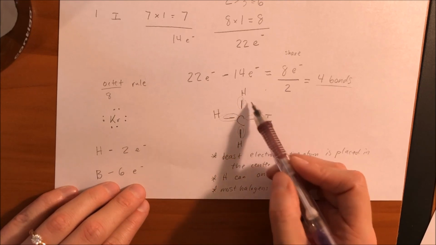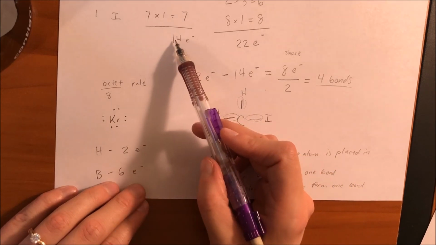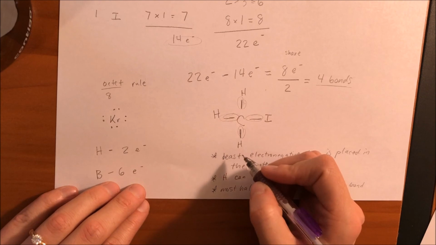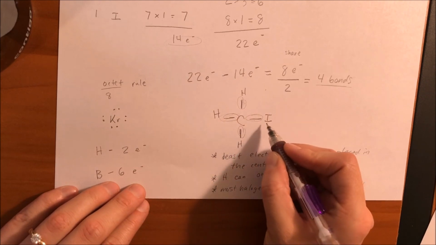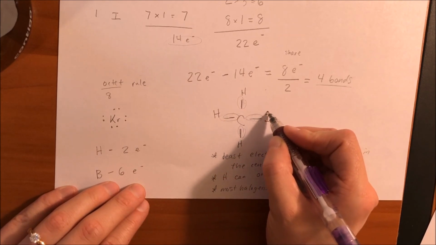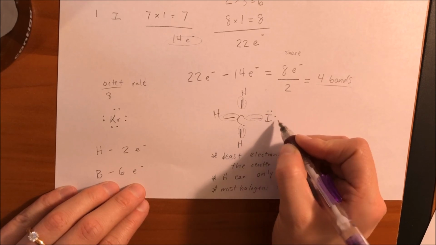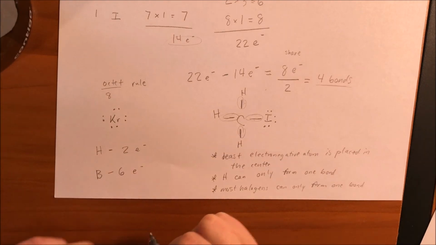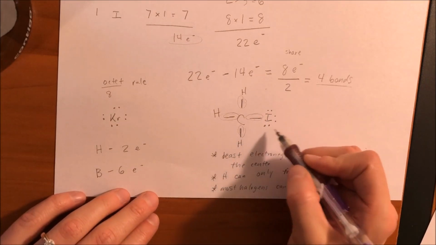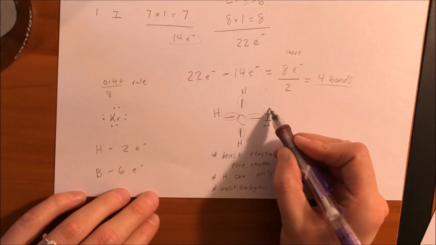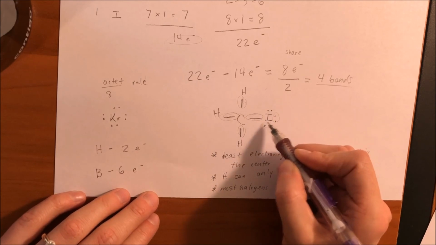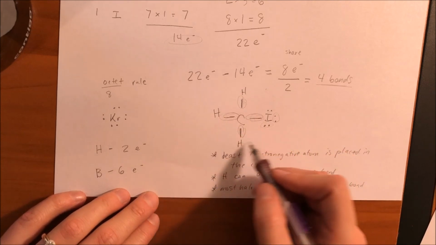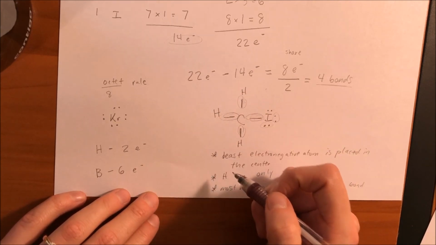Okay, so we've already used 8 electrons, and we know that we had 14 total. So that means there's 6 remaining that we need to place. And those 6 we'll use to complete the octet of iodine. So we'll place those. 1, 2, 3, 4, 5, 6. All right. So now everything is satisfied with an octet. Iodine has 2, 4, 6, 8 electrons. So this would be our complete Lewis structure for iodomethane.